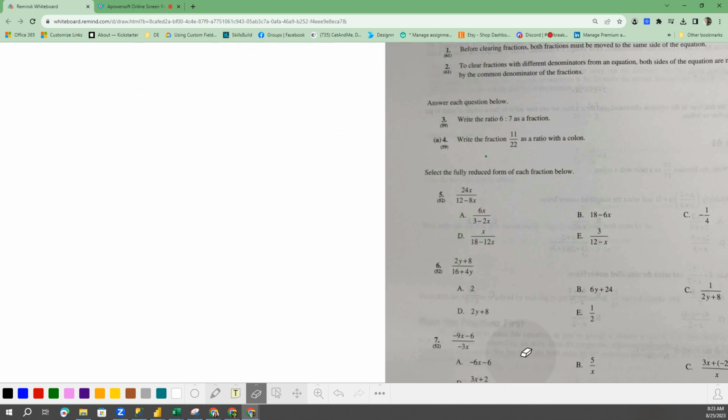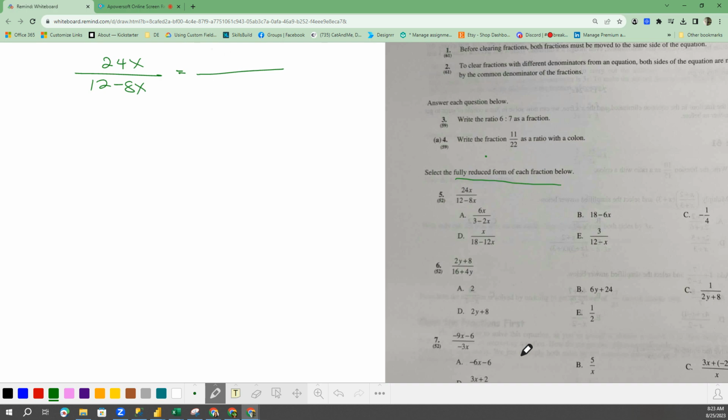All right, number 5. Number 5 is a fully reduced form. That means you need to factor, and then cancel. So you have 24x over 12 minus 8x. Notice that the numerator is a monomial, but the denominator is a binomial. If it's a binomial or trinomial or any other nomial other than mono, then you need to make sure you take the common factor.